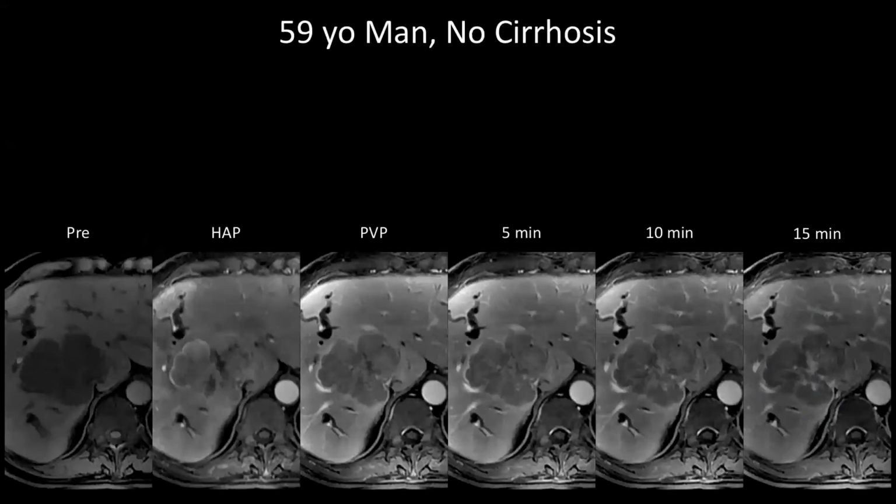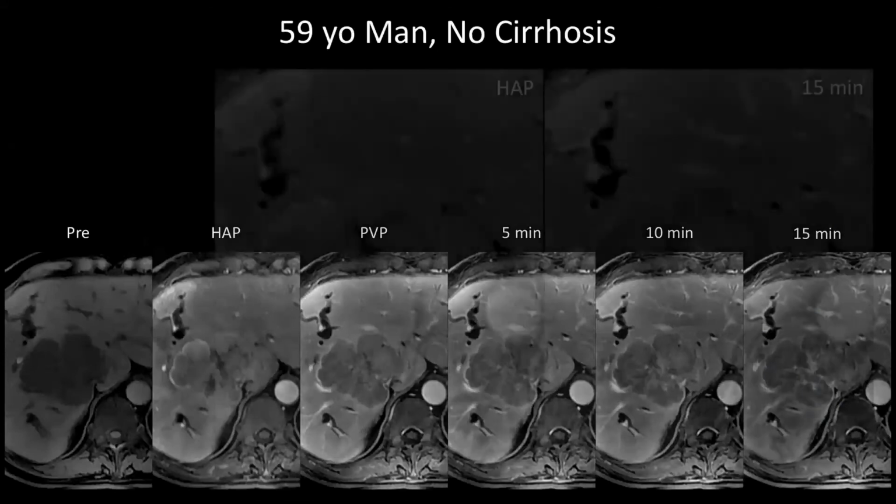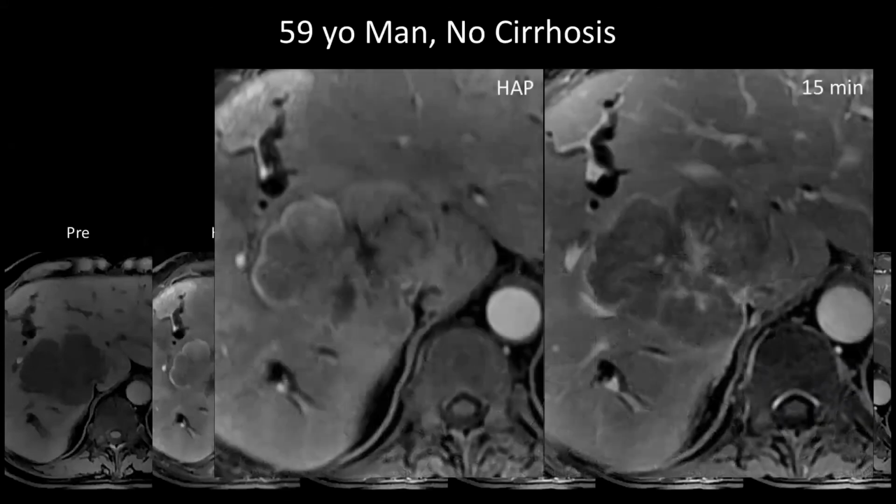A 59-year-old man with cirrhosis, here's our prototypical case. We have images at arterial phase all the way through 15 minutes. Let's magnify the arterial phase and the 15-minute image. Notice that there's some peripheral enhancement initially, and notice on the delayed images, the enhancement has accumulated centrally.